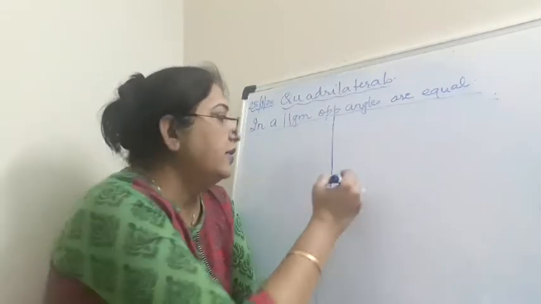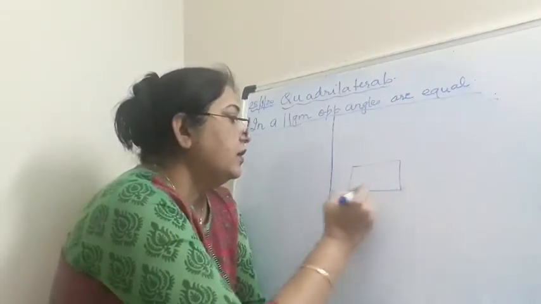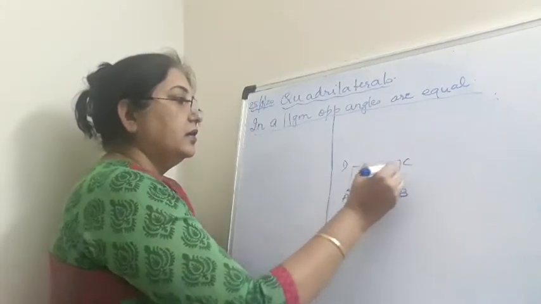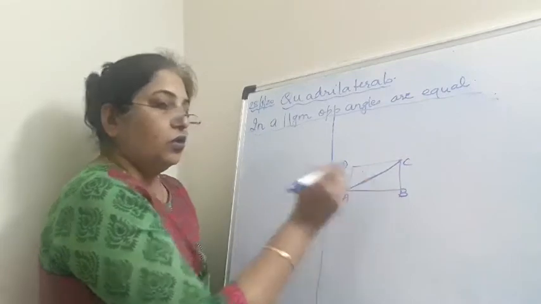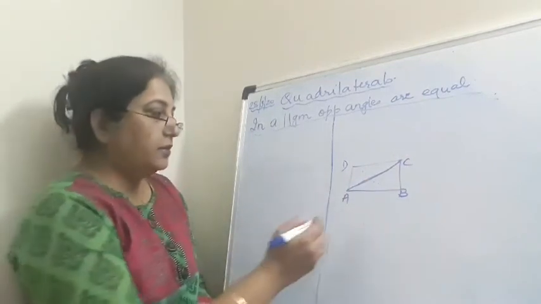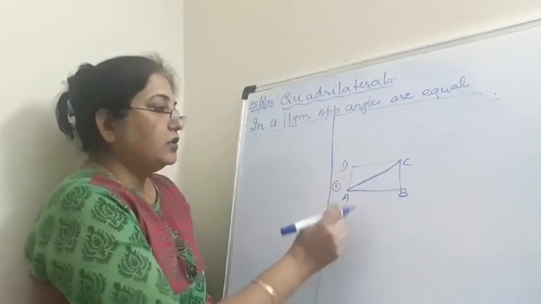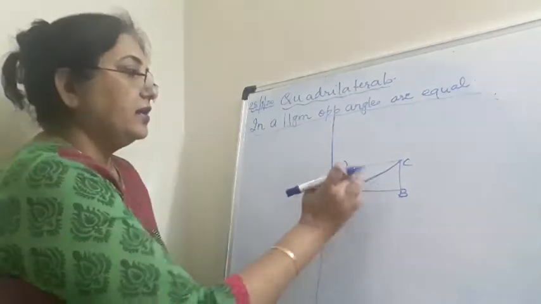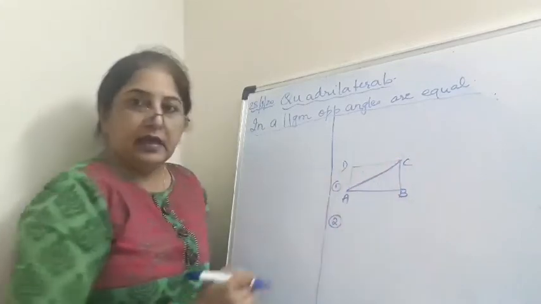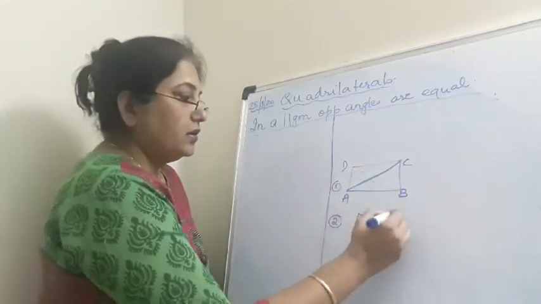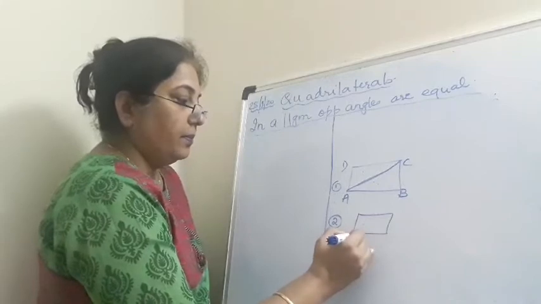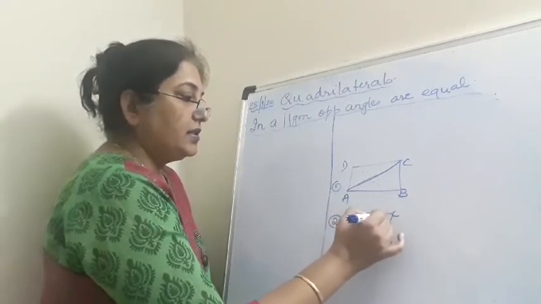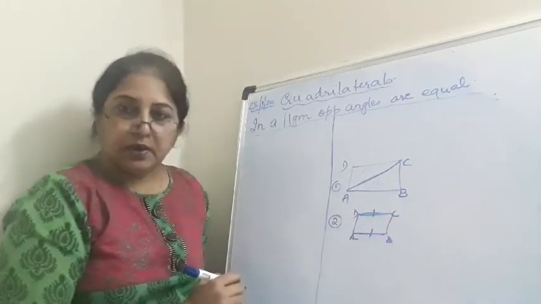The theorems which I explained were that in a parallelogram, the diagonal divides it into two congruent triangles. This was one theorem. Another one was, I repeat, that a parallelogram is divided into two congruent triangles by its diagonal. Another one was that in a parallelogram, opposite sides are equal. This was another theorem.